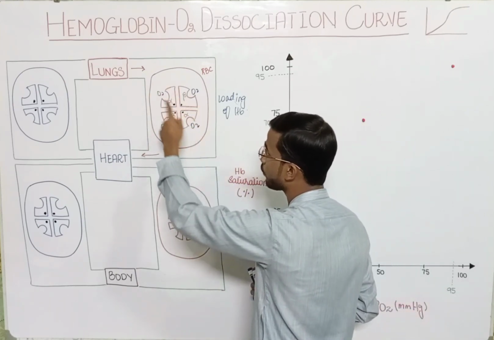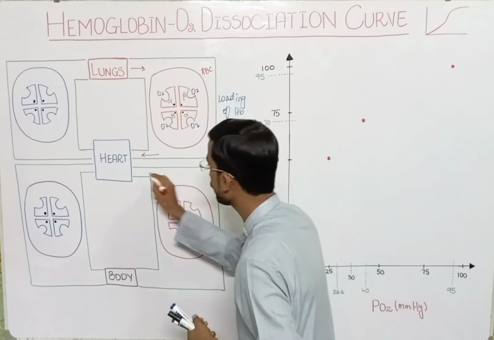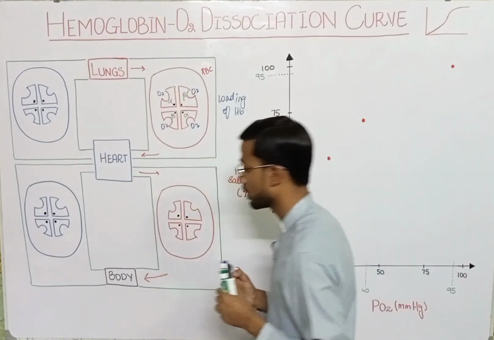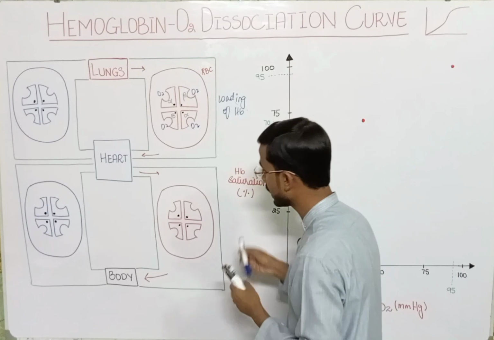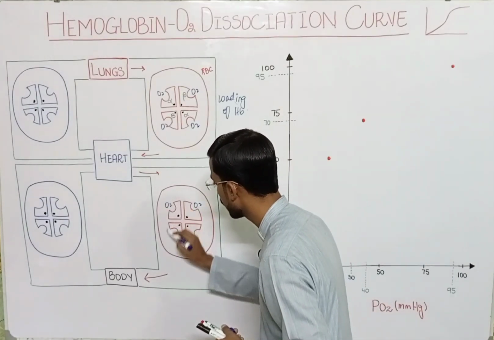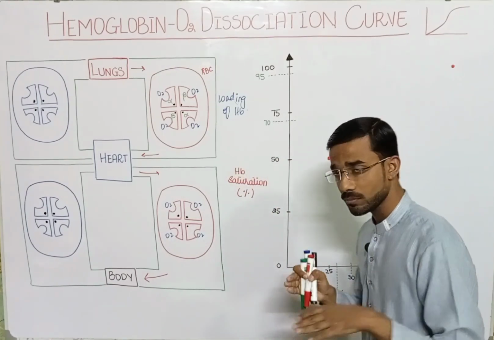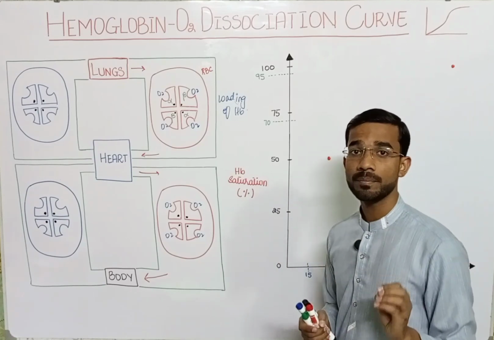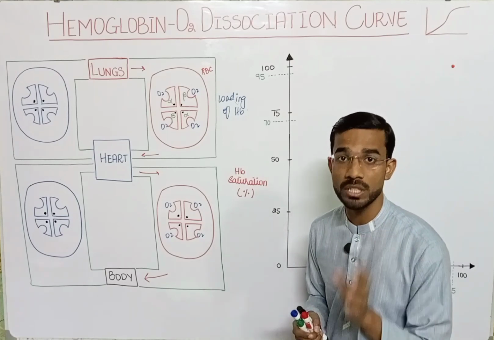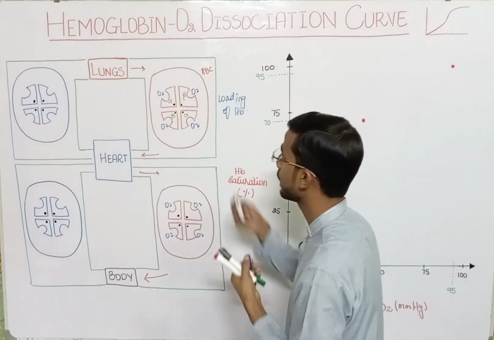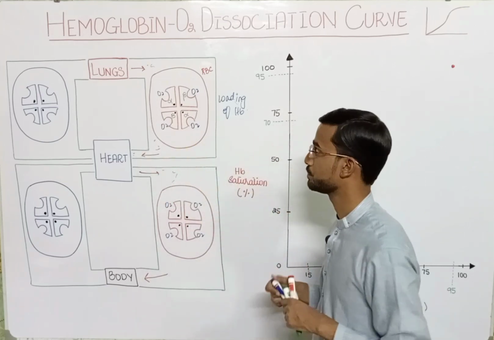Now it will move from the lungs towards the heart, and when the heart pumps, the blood moves towards the body. Here are the 4 oxygen molecules that are loaded in the hemoglobin. Keep in mind that hemoglobin is loaded by the oxygen, but some amount of oxygen also moves randomly in the blood.